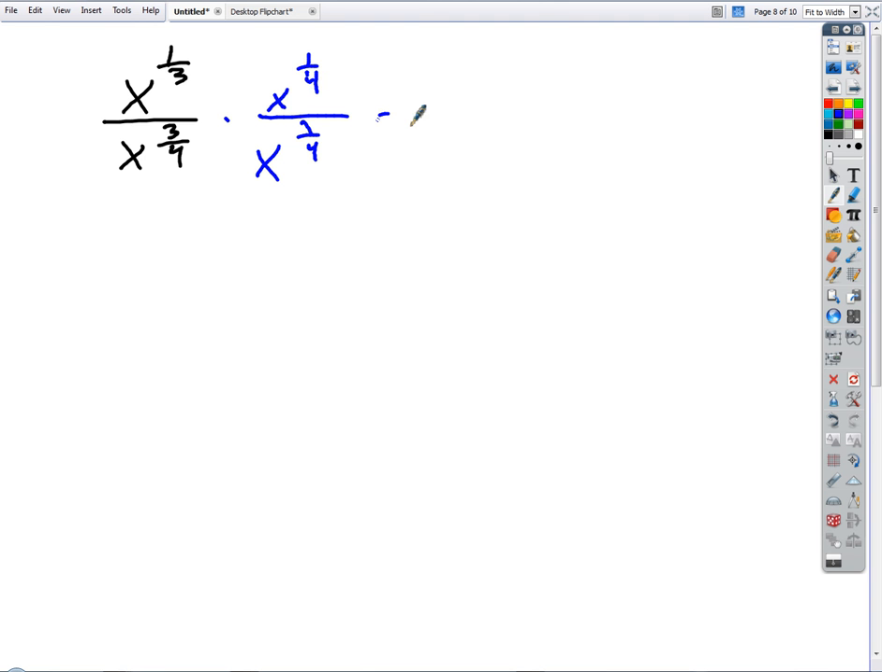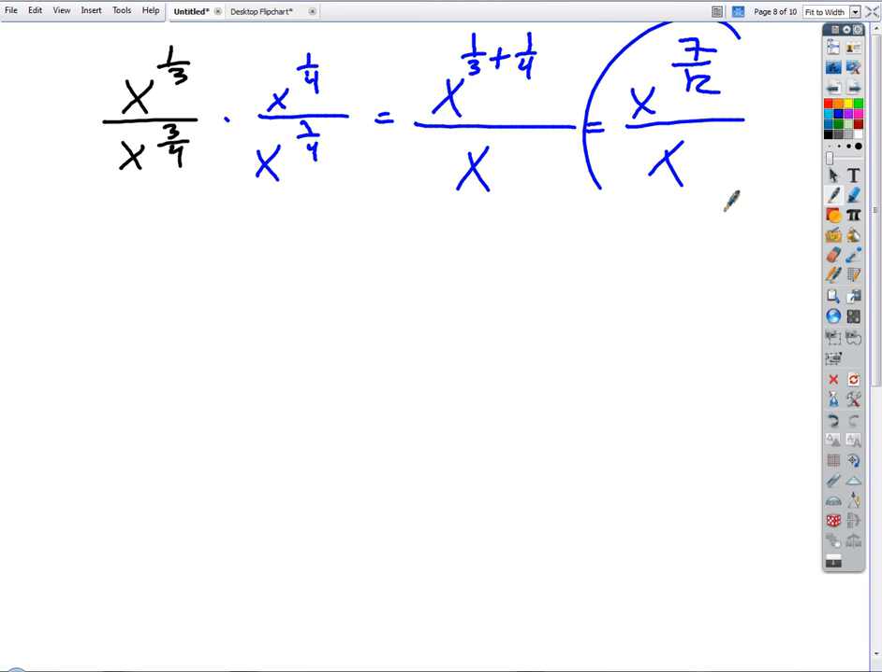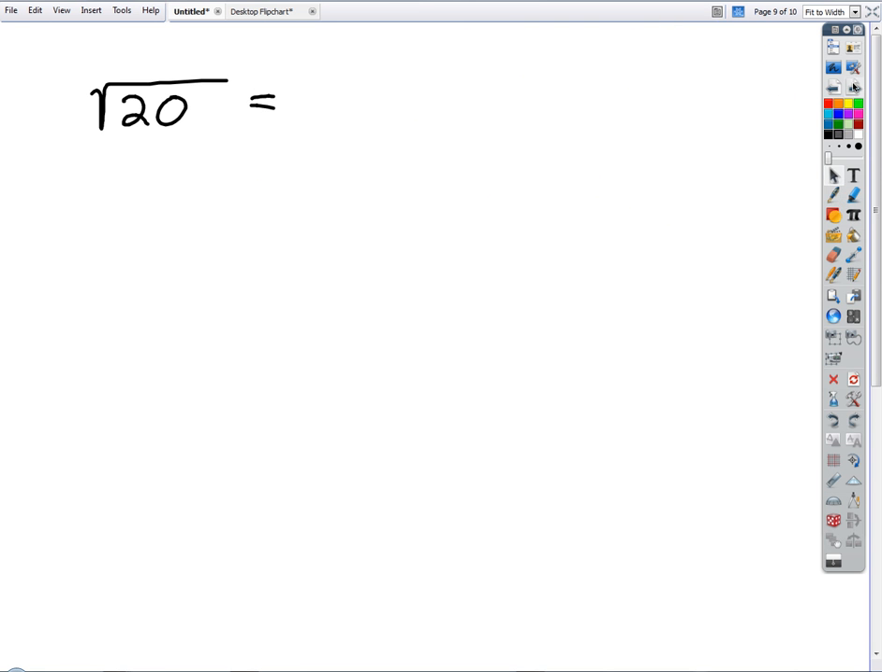So that gives me, on the bottom, x. On the top, I get x to the 1/3 plus 1/4. What is that? What's my common denominator with 3 and 12? Or 3 and 4, whoops. 12. So how many 12ths is 1/3? 4. So I'm multiplying by 4. How many 12ths? 3. 4 and 3 is? That's it. Okay, no biggie, right? Okay. All right, next issue.